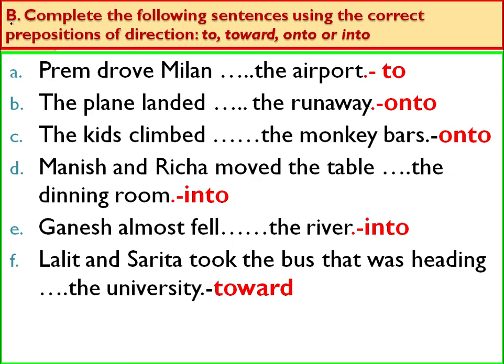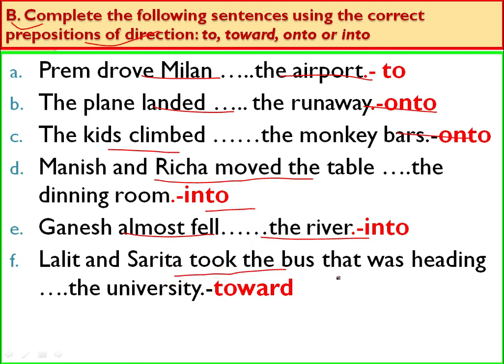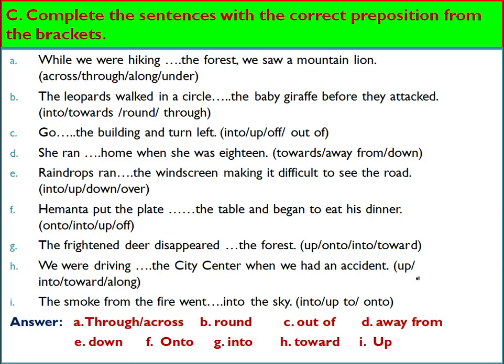Then about the questions: complete the following sentences using the correct prepositions of direction: to, towards, onto, and into. Prem drove Milan to the airport. The plane landed onto the runway. Kids climbed onto the bars. Manish and Richa moved the table into the dining room. Ganesh almost fell into the river. Lalit and Sarita took the bus that was heading towards the university.